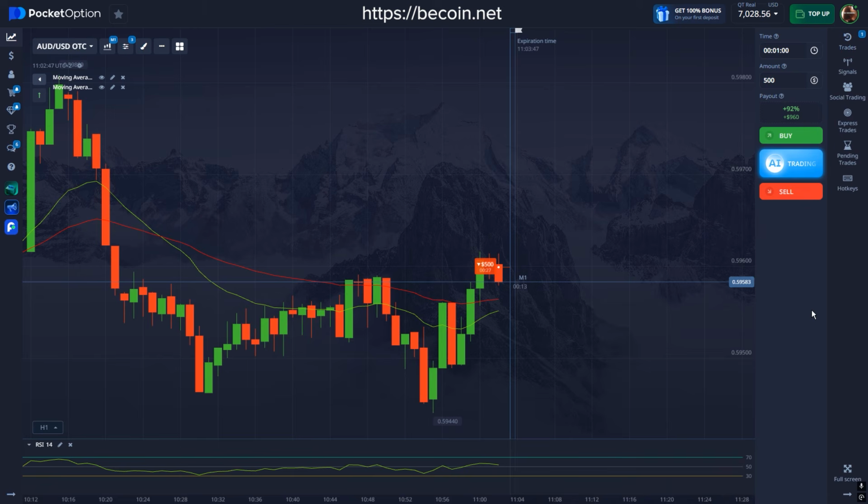As we watch the price moving lower, sellers are clearly holding control, and that's a good sign for this setup. If the momentum continues, the trade should close in our favor. Notice how the candles respect the downward pressure. Patience here is key, because letting the move develop naturally often brings the best results.